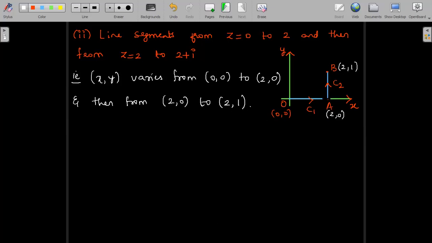And then towards upward. So along C1 and along C2, we need to work out. So what happens to the given curve, given integral I? So given integral I can now be written as integral over C of z bar the whole square dz, which will now become integral over C1 of z bar whole square dz plus integral over C2 of z bar whole square dz.